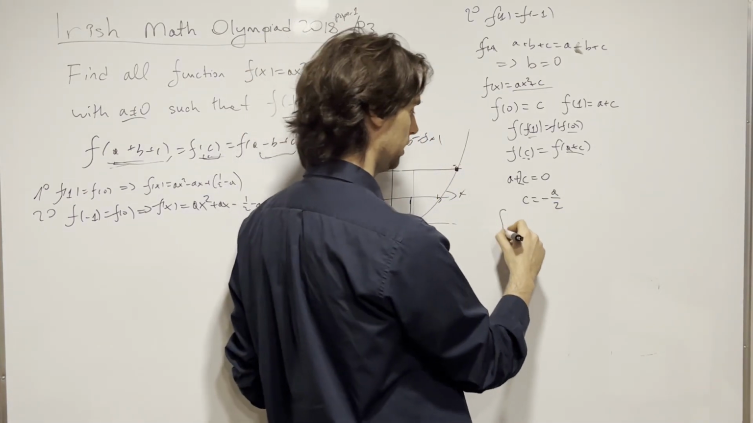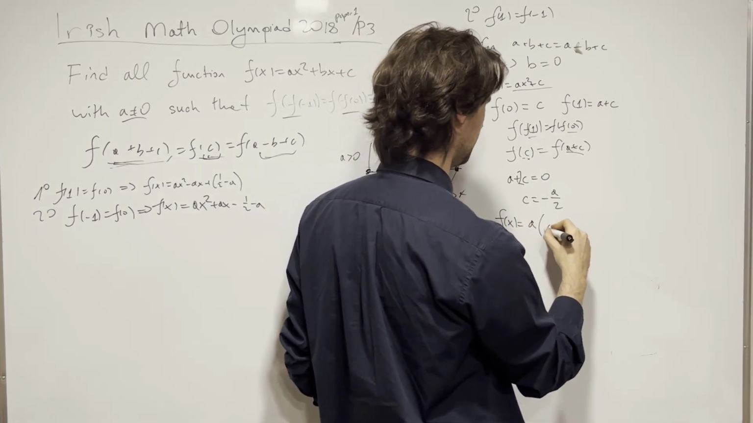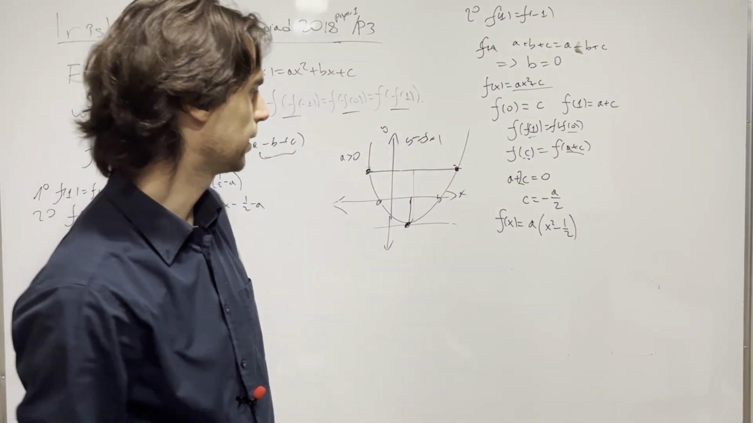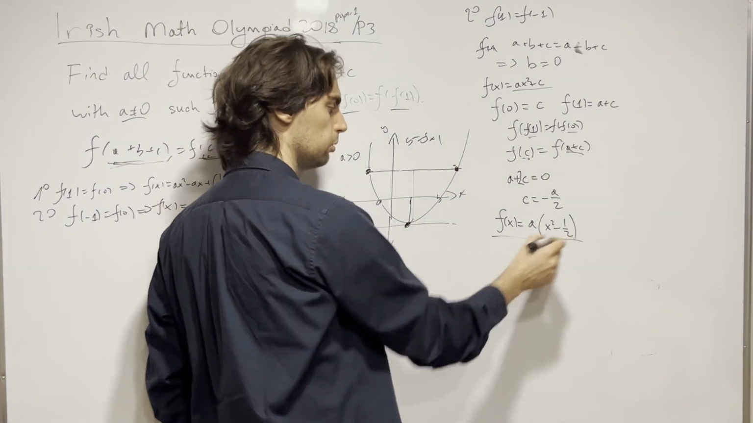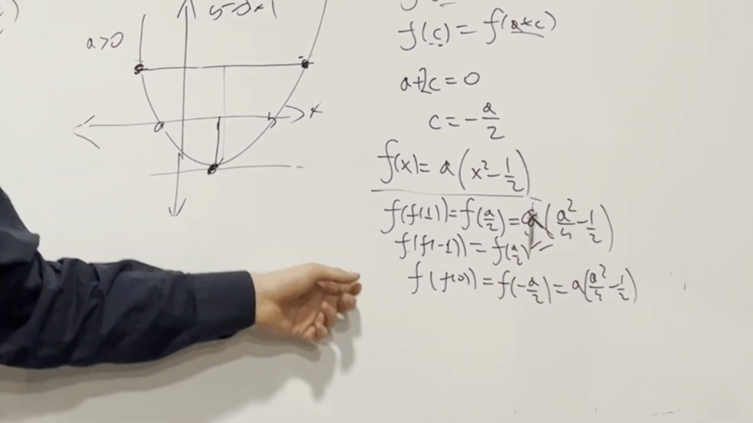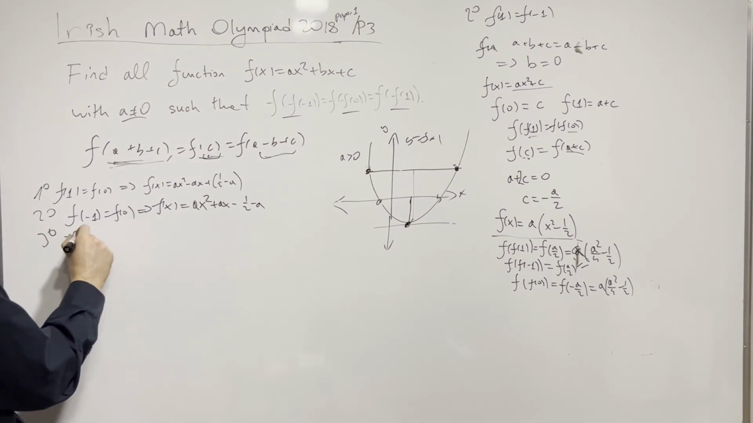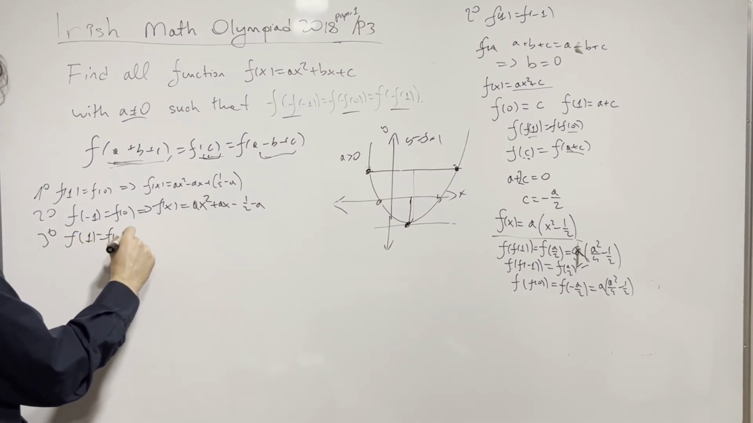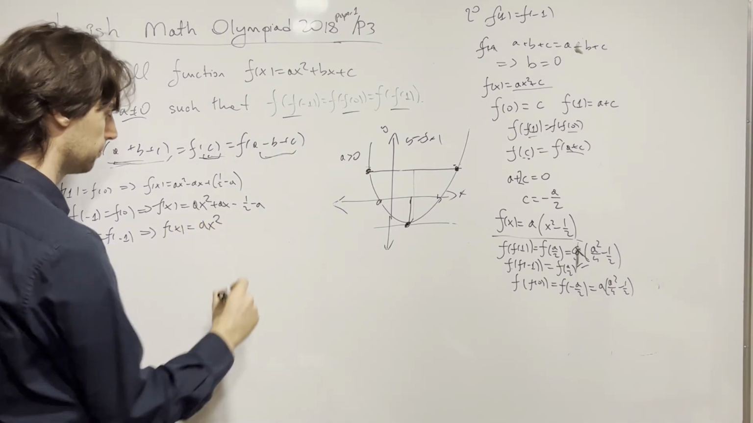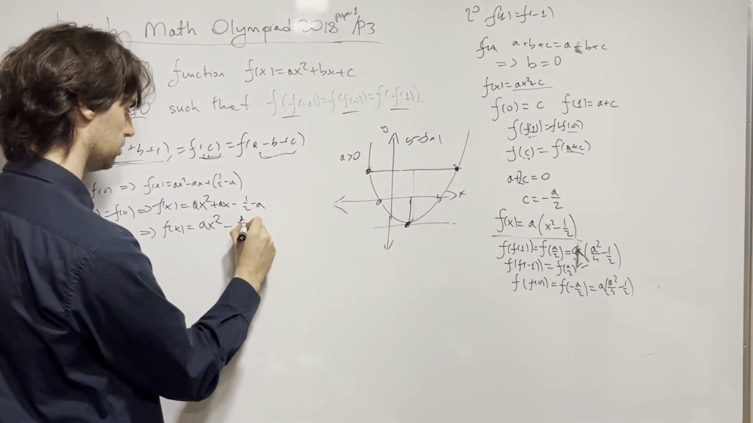And so the functional equation is f of x is a times x squared minus a half. I think this is just a nicer way to write it down. And now again, we double check our work and we get that this does actually check out. So we get the three possible solutions. The third case, f of 1 is f of negative 1, gives us that f of x is equal to ax squared minus a over 2.